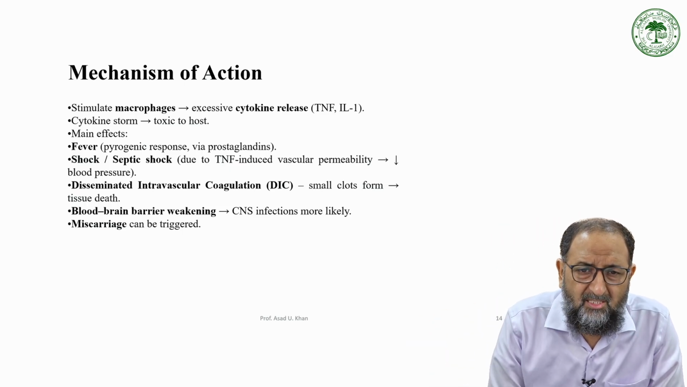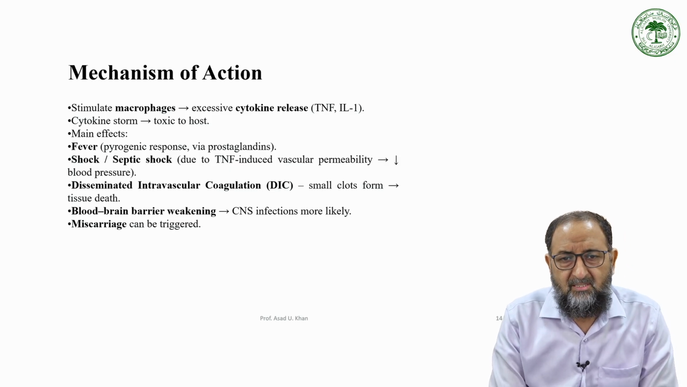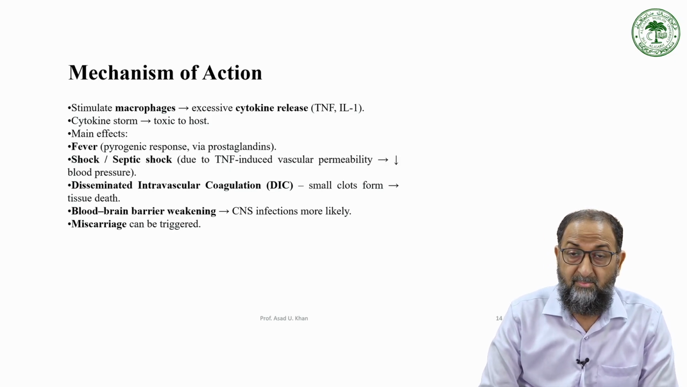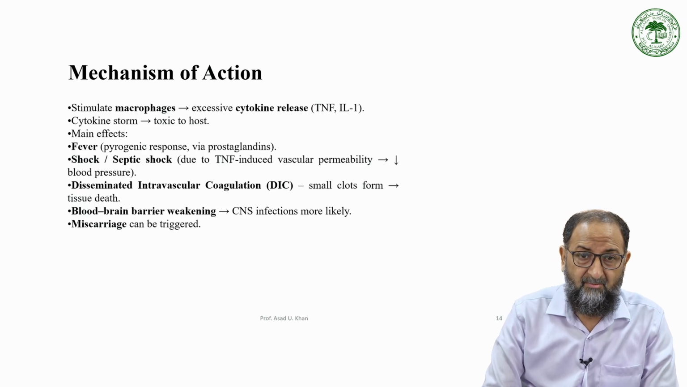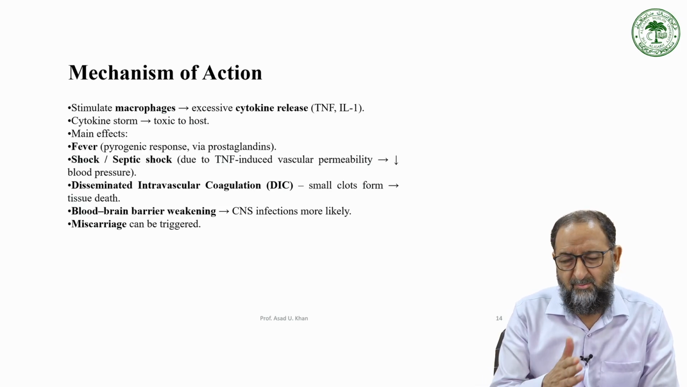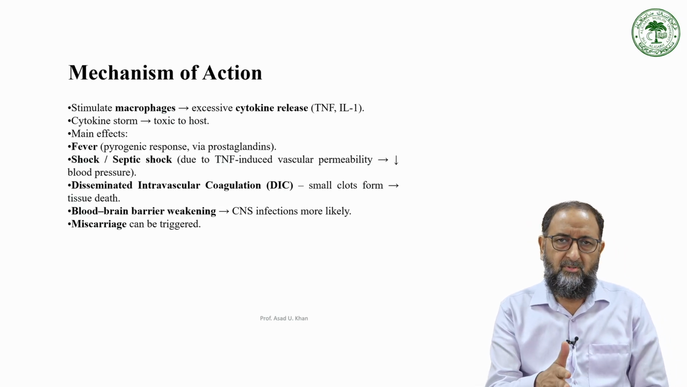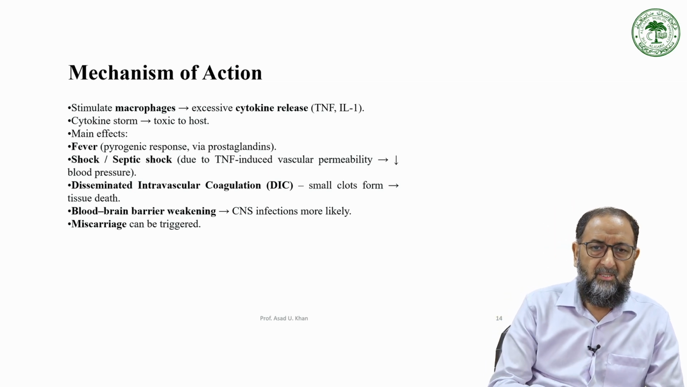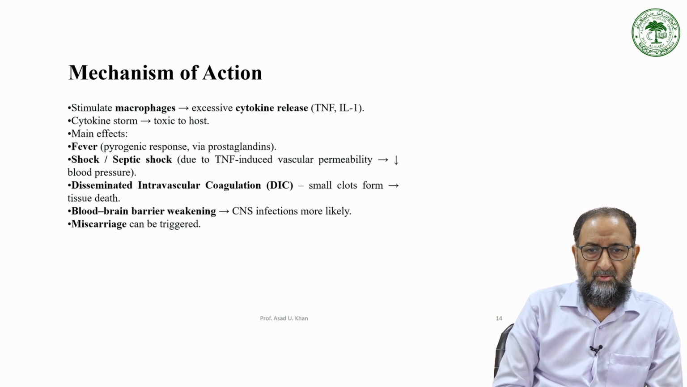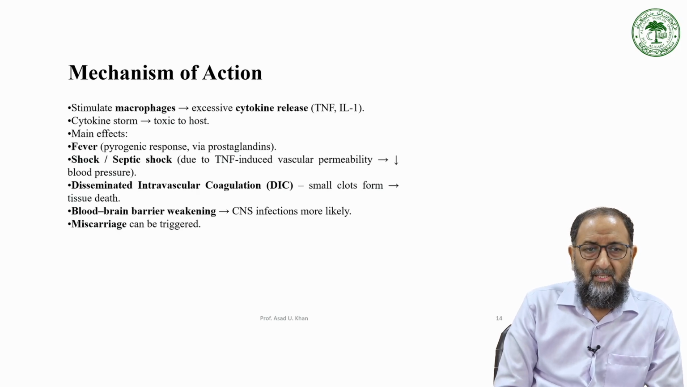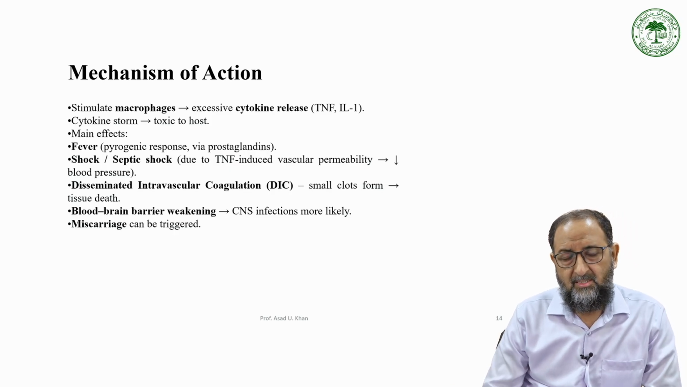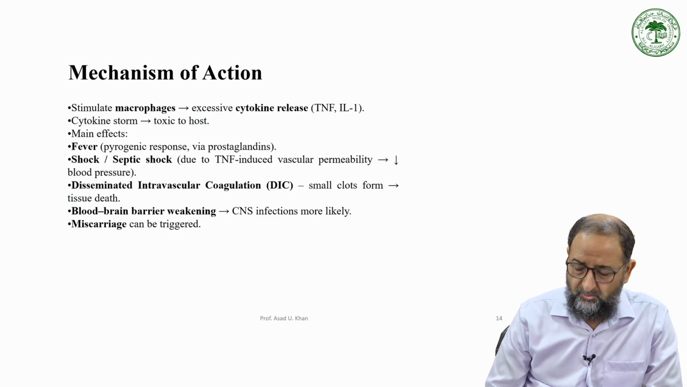The blood-brain barrier weakening, so CNS, central nervous system infections, are more likely caused by the blood-brain barrier breaking or weakening. So when the blood-brain barrier will block the toxins, it can reduce the capacity for these toxins to enter, and so it allows the release of this toxin to the brain, and the brain gets infected. Miscarriage can be triggered. So miscarriage during early pregnancy or mid-pregnancy takes place through these toxins.